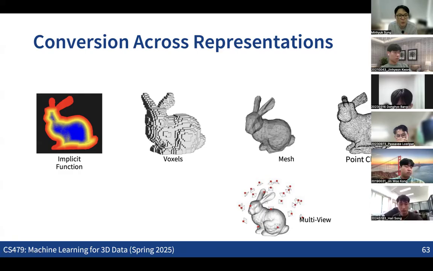Given all these different types of representations, how can we do the conversion? How can we convert from implicit functions into voxels? Do you see the idea for this? Actually, it's quite straightforward to convert an implicit representation into voxels. Next question, how can we do the conversion?